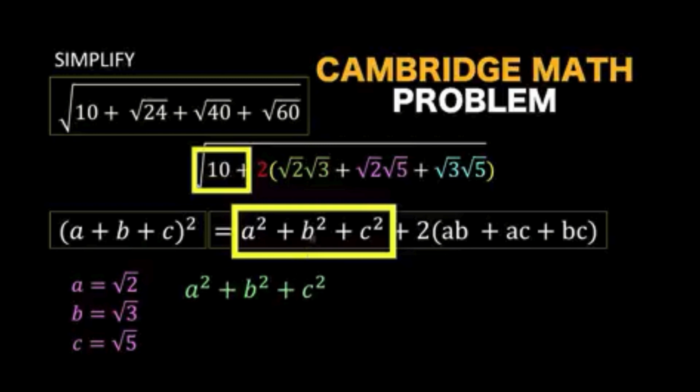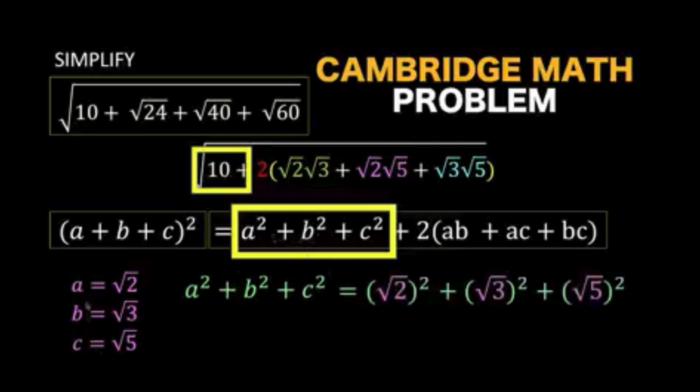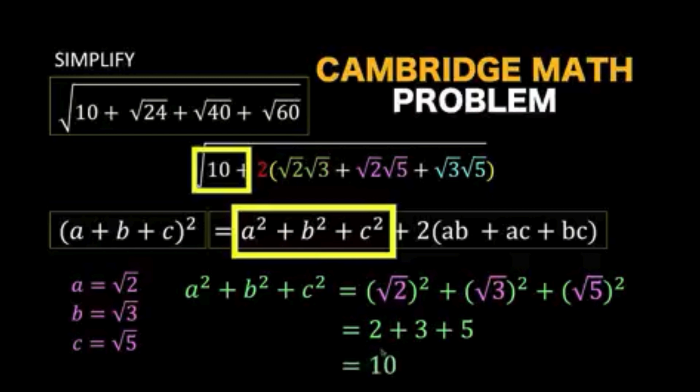That's easy. Let's take this a squared plus b squared plus c squared, and substituting these values for a, b, and c, we arrive at this part, and squaring square root of 2, we get 2. The square of square root of 3 is 3, and the square of square root of 5 is 5. And 2 plus 3 plus 5 is equal to 10. Notice now that a squared plus b squared plus c squared is indeed equal to 10. So this box part here equals that box part on top.